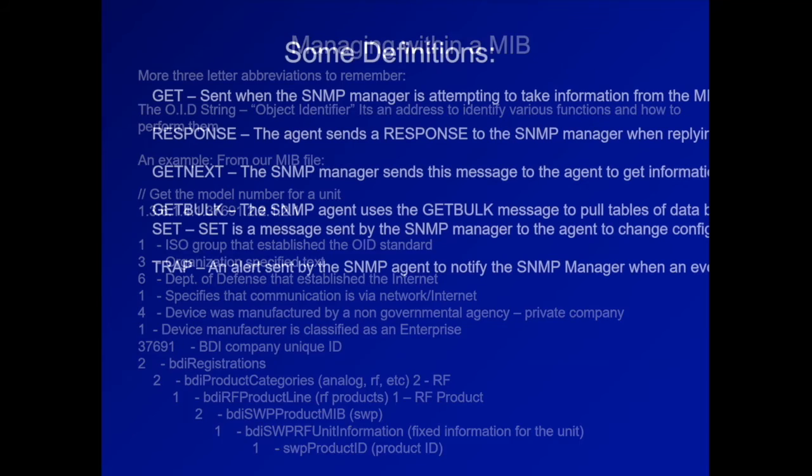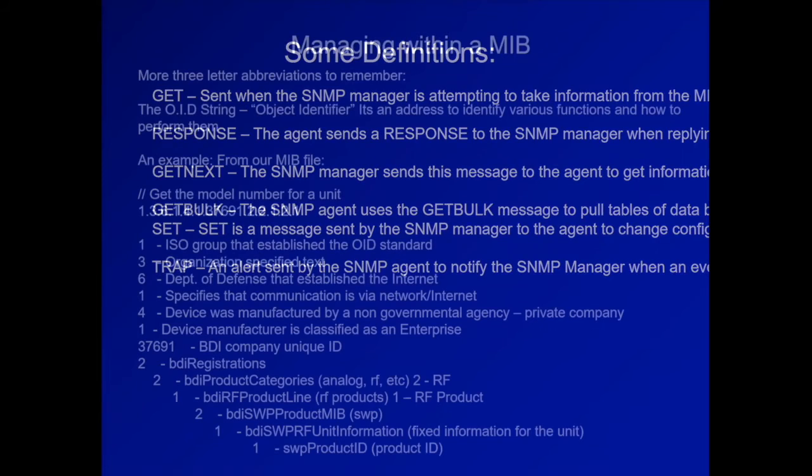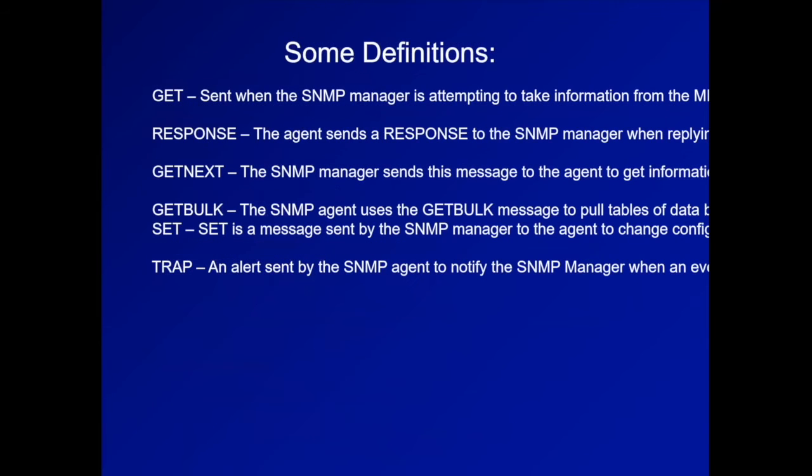So every OID string works the same way. The right-hand numbers are going to shift around. They're going to change based upon what that OID string is used for, whether it's for a set command or a get command or whatever.